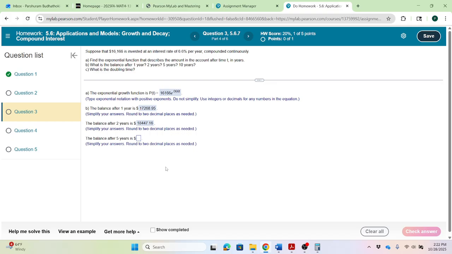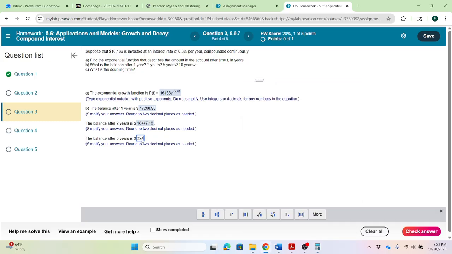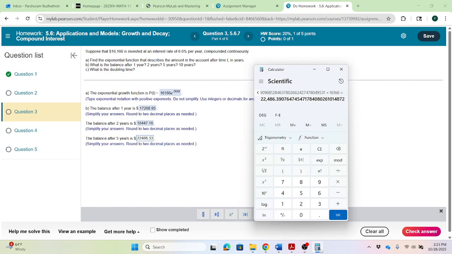So balance after 5 years, that's the very same thing. E to the power 0.066 times 5, that's 5 years. It's 1.39 times 16,166. It's $22,486.39.